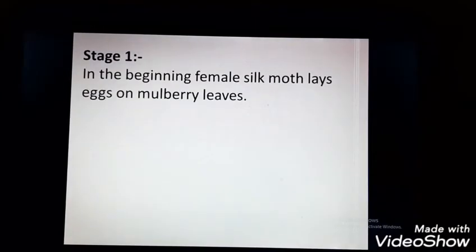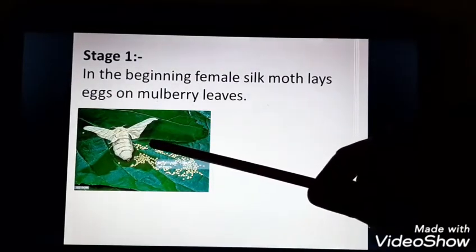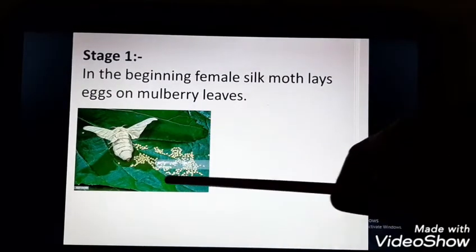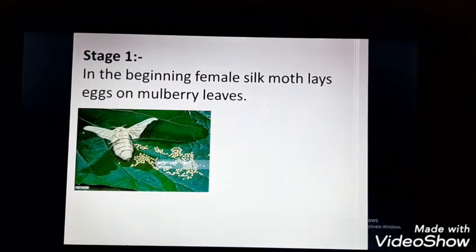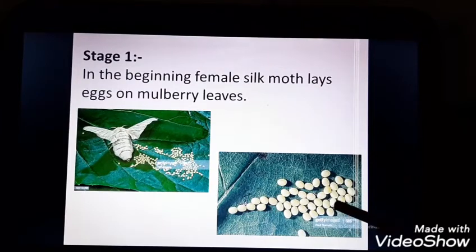Stage 1, that is the stage of the egg. In the beginning, female silk moth lays a number of eggs on mulberry leaves. So here you can see this is the female silkworm and it has laid a number of eggs on mulberry leaves. And this is the magnified view of how these eggs look.